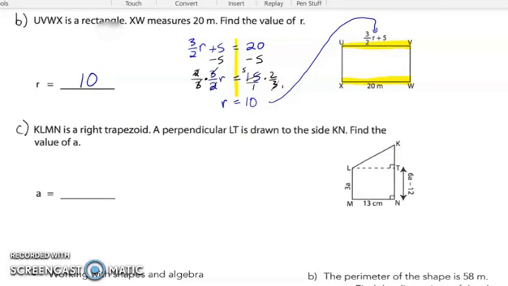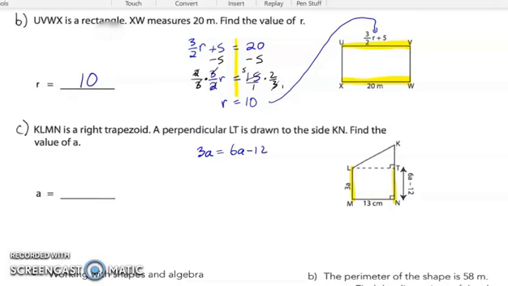The next question is a similar idea. It's got a trapezoid and there's all kinds of parts to try and distract you, but it all comes down to the fact that the length of LM has to equal the length of TN, and that sets up the equation for us with another little twist, because here the equation is going to have a variable on both sides. So 3a is going to equal 6a minus 12.